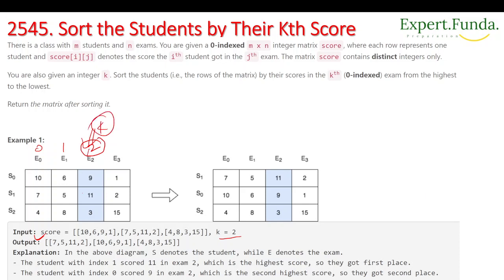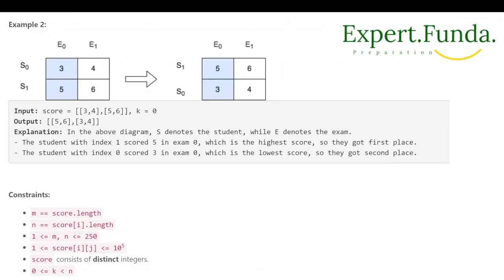So based on this row we have to sort, and based on sorting, as you can see, 11, 9, and 3, from high to low, because we have to sort from highest to lowest, and that's what we will get. I think you have understood this one. Another example, let's understand first, we'll discuss later.